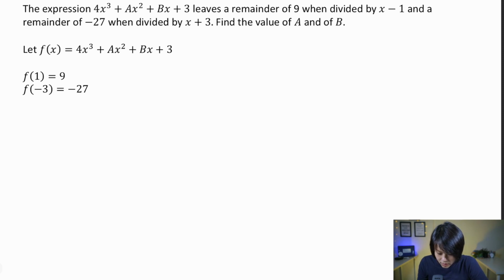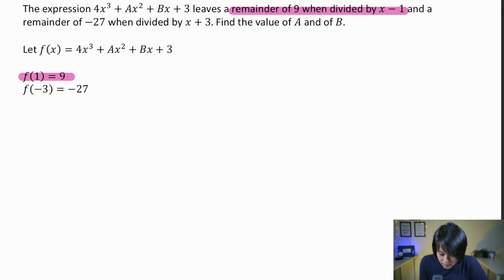Now we're going to do an example that makes use of the remainder theorem. We can see that the expression leaves a remainder of 9 when divided by x minus 1. So what we're going to do is write down the equation of this. Remember, when we solve x minus 1 equal to 0, x is equal to 1, and it gives a remainder of 9. So it means that when I sub in x equal to 1, my value will be 9. So this is your first statement.